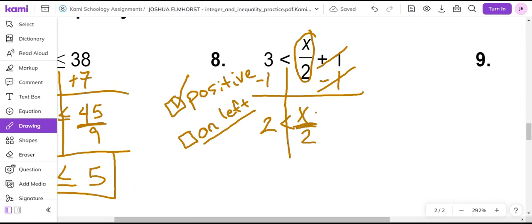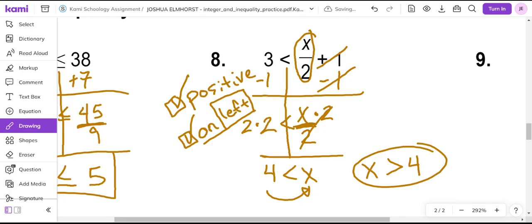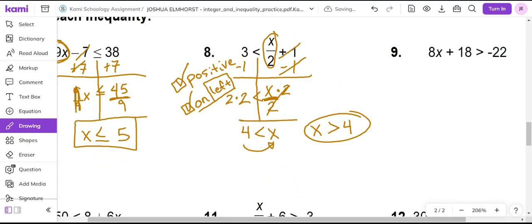What's the opposite of dividing by 2? We're going to multiply both sides by 2. So now we have x is greater than 4. So this is our solution, but we want the variable term on the left side. So we're going to rewrite it. X is greater than 4. So now with the variable positive and on the left, we have our correct solution. X is any number that is greater than 4.